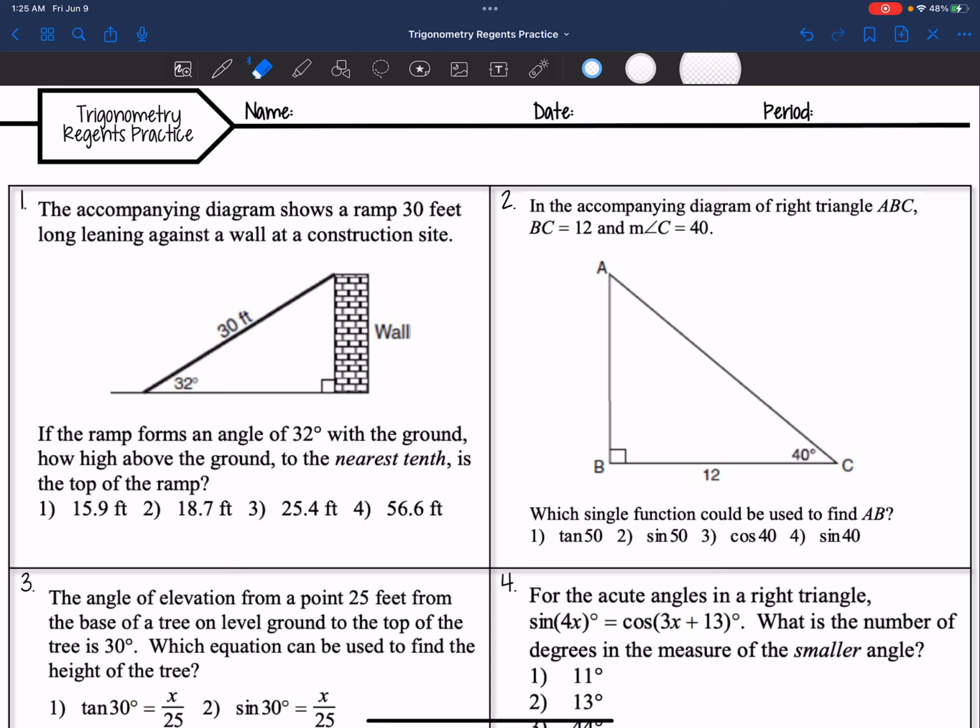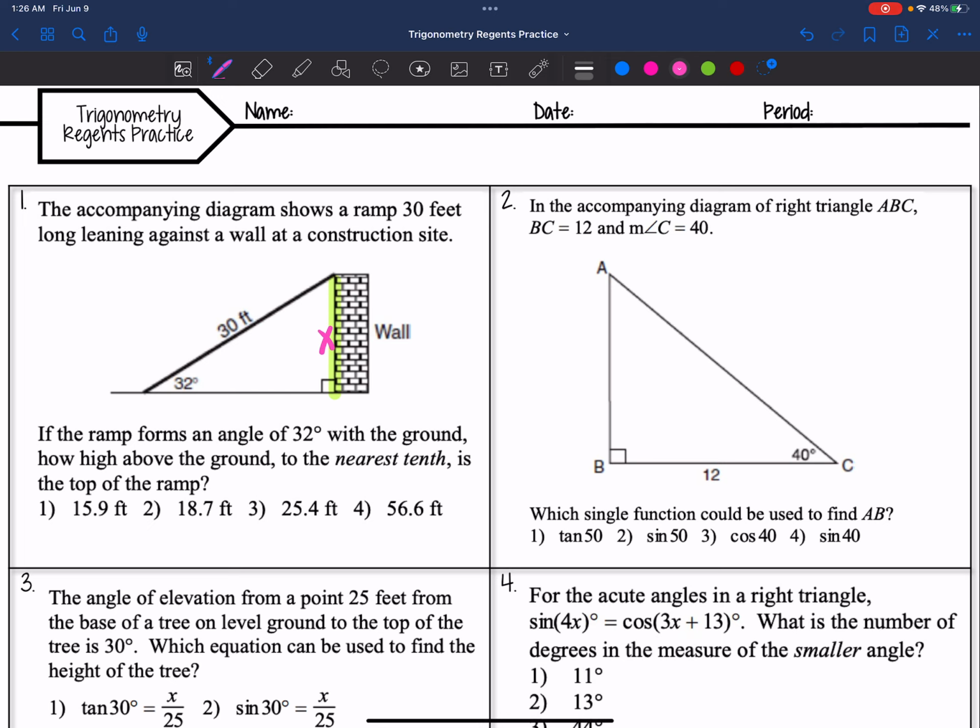So it says if the ramp forms an angle of 32 degrees with the ground, how high above the ground to the nearest tenth is the top of the ramp? So from the ground to the top of the ramp. So I need to start at the ground and go to the top of the ramp. So I think that I'm talking about this segment right here. And what they're asking me is how high above the ground that is. So what is the length of that segment? So let's call that X.